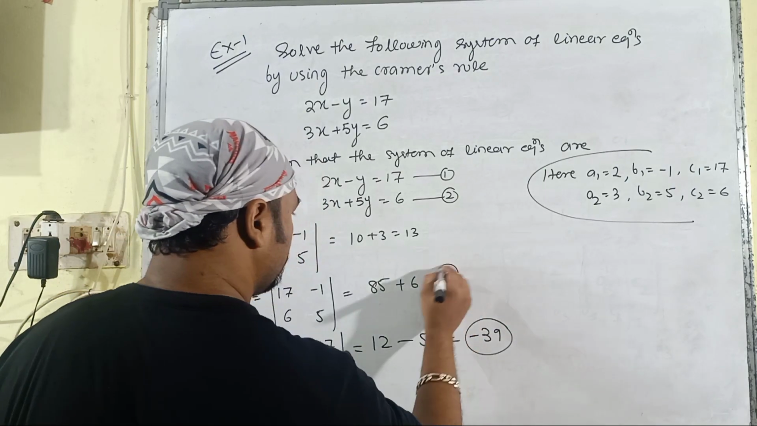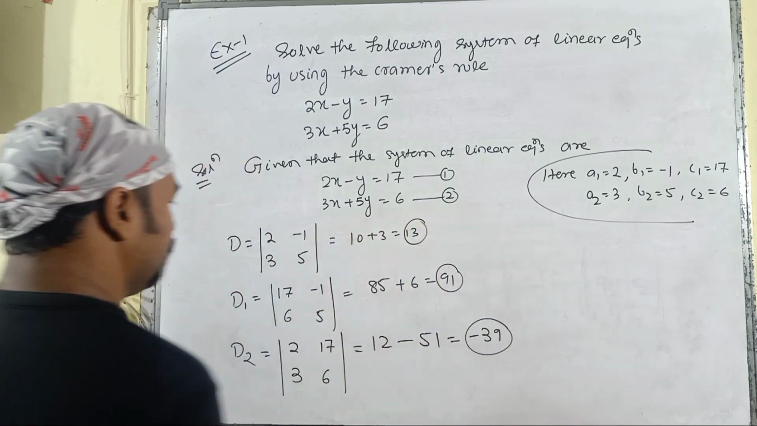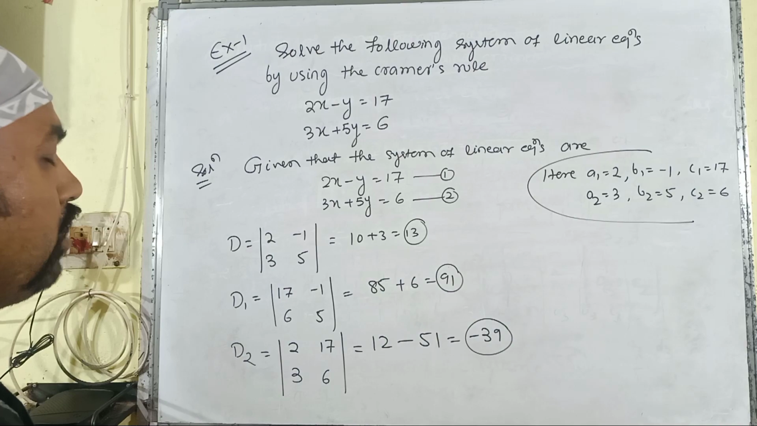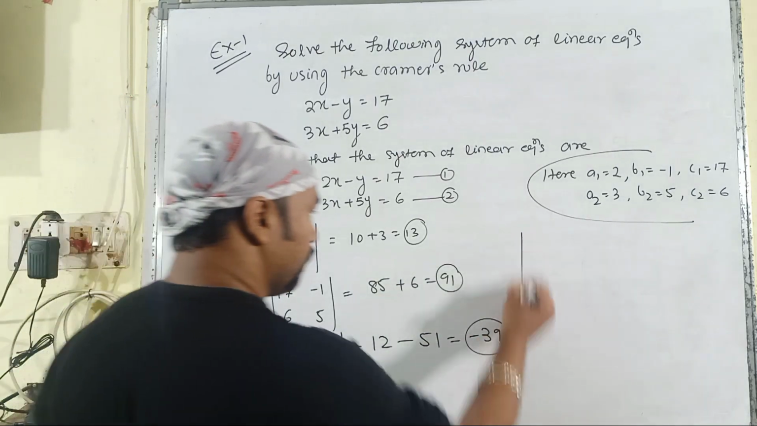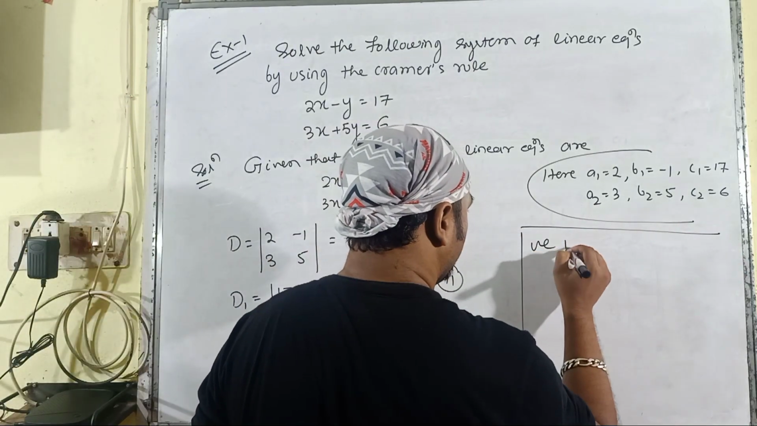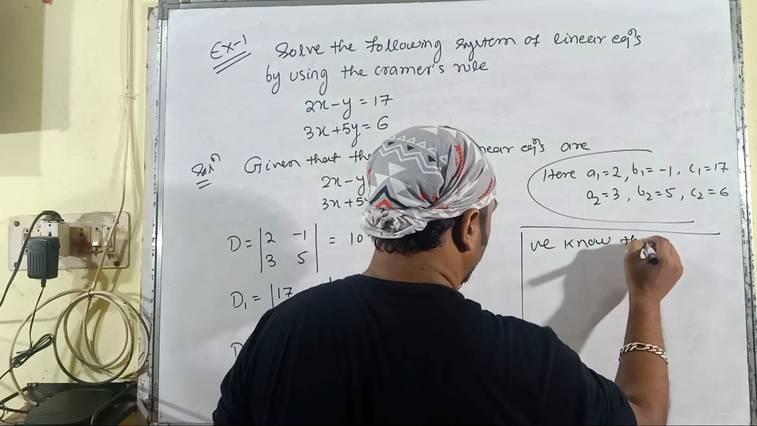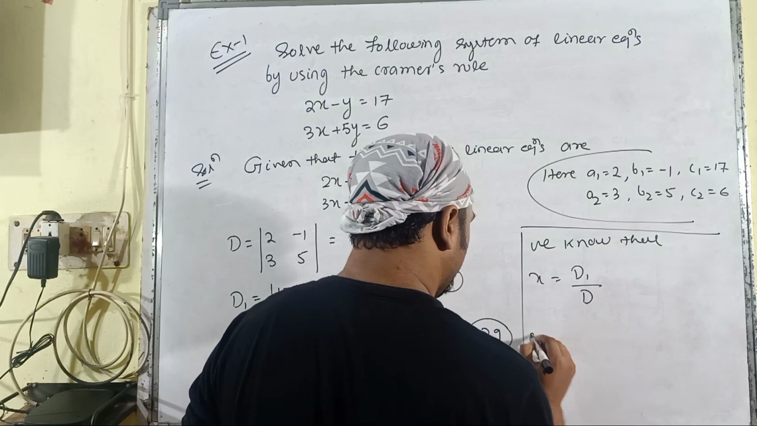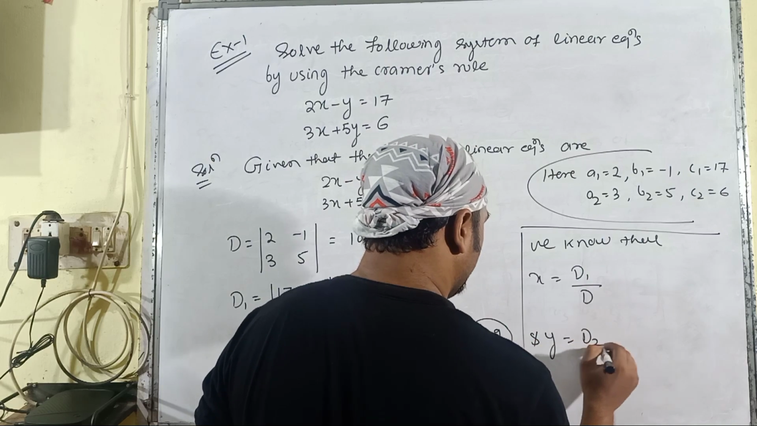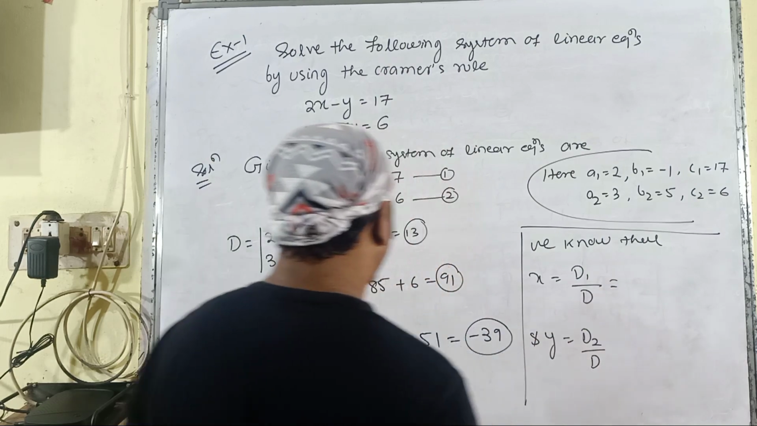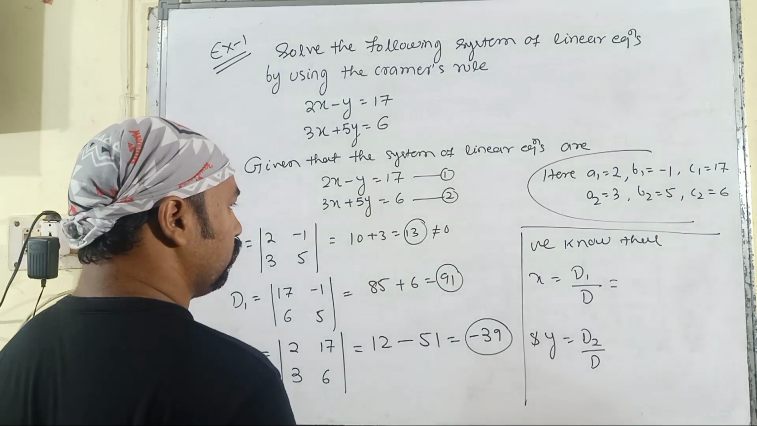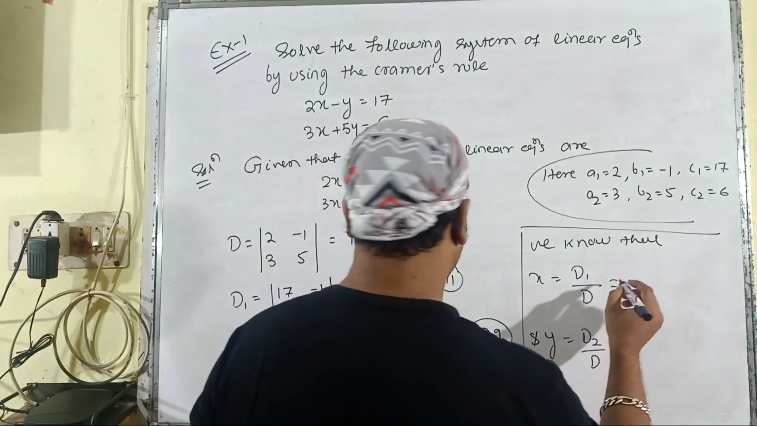And this is minus 39. So these are the three values required to evaluate the values of x and y. We know that x is equal to d1 divided by d and y is equal to d2 divided by d. And here you can see that the value d is not equal to 0. So the solution can be obtained here.